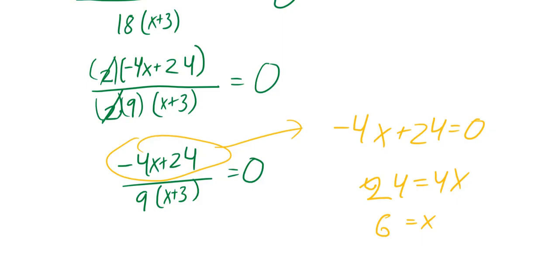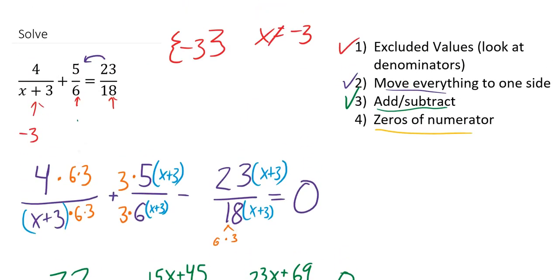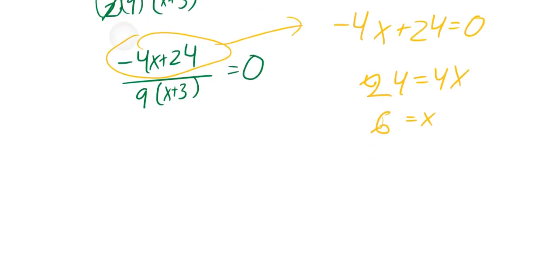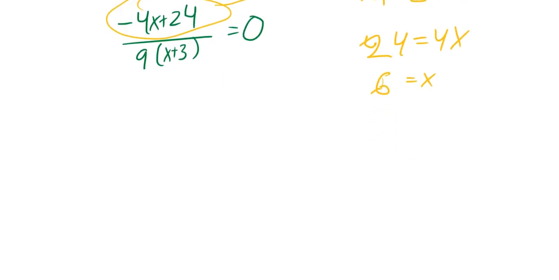This is my answer as long as it's not one of my excluded values. I do need a check. Scroll all the way back up to the top. Nope, not an excluded value. So my final answer is x equals 6. Yay.